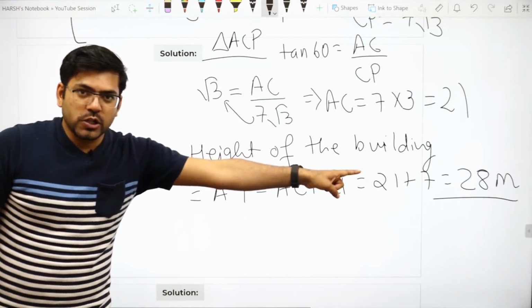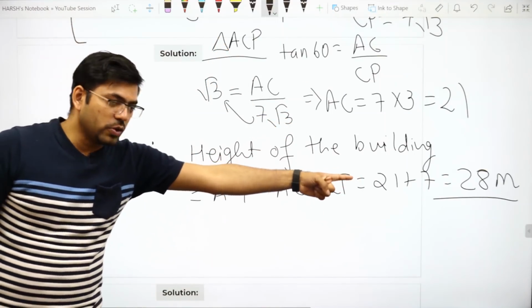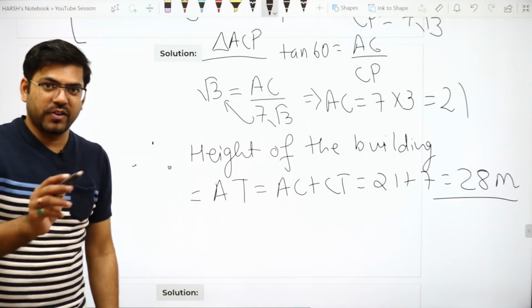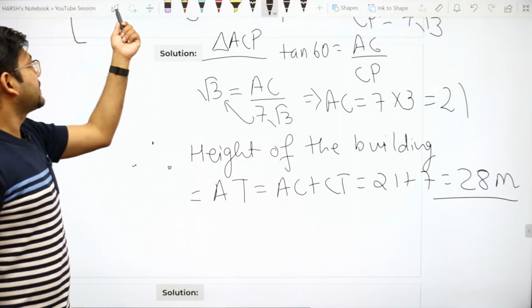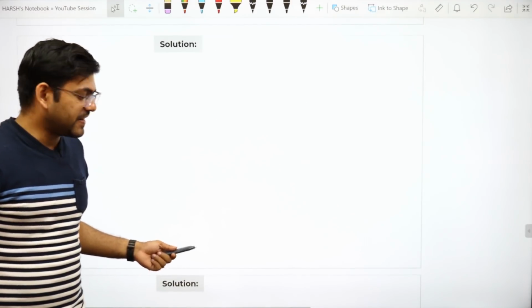Now unit is also again important because whatever the unit is given in the question, you will use that unit only. So this is the 28 meter height of the building. I guess you would have understood this. Now let's see the next question, hoping that you would have understood this, isn't it?